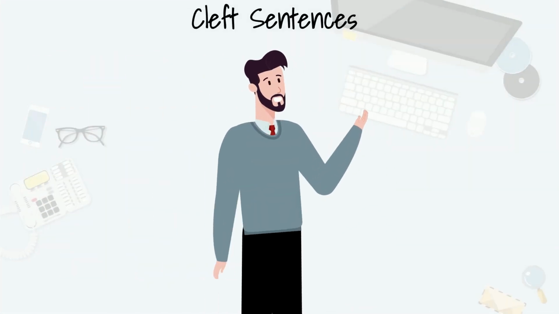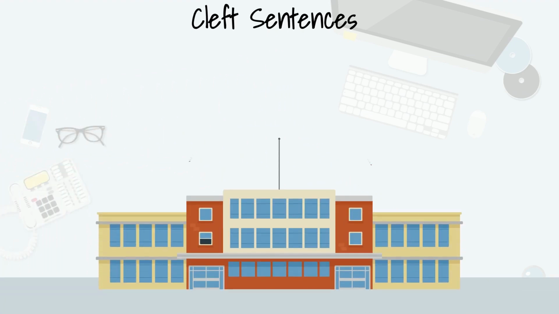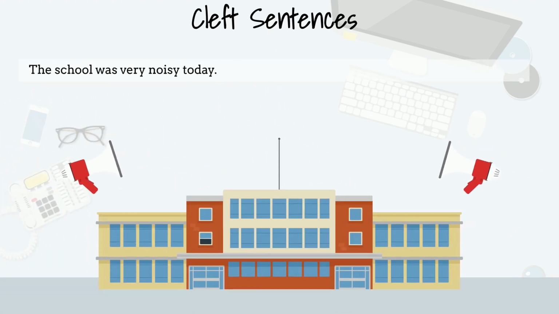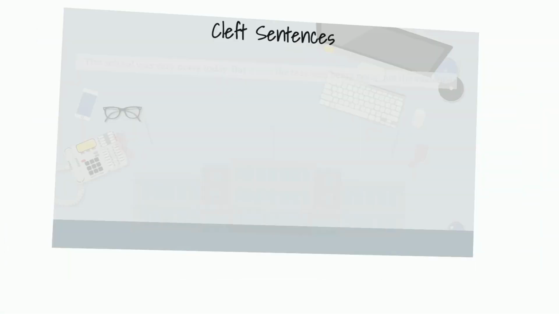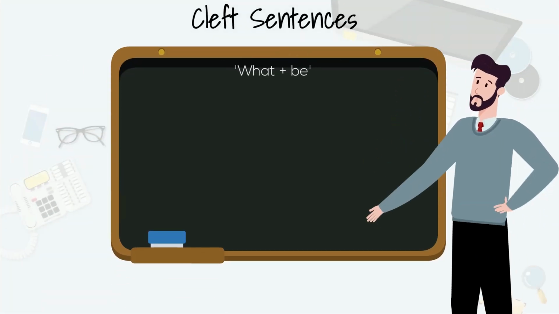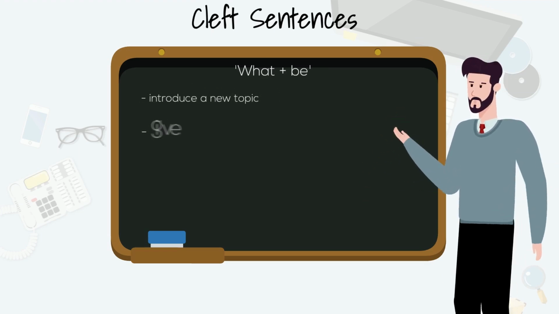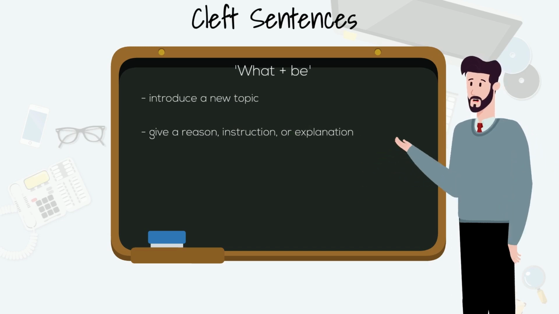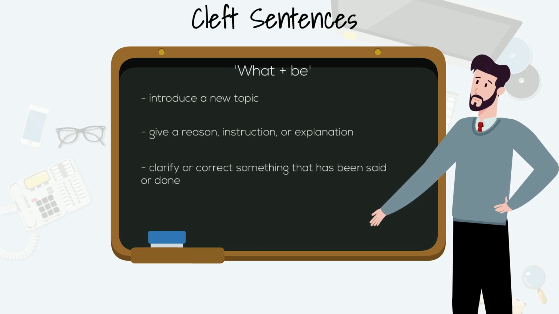We can also use this type of clause to show surprise. For example, we often use a what plus be clause when we want to introduce a topic, give a reason, instruction, or explanation, clarify or correct something that has been said or done.